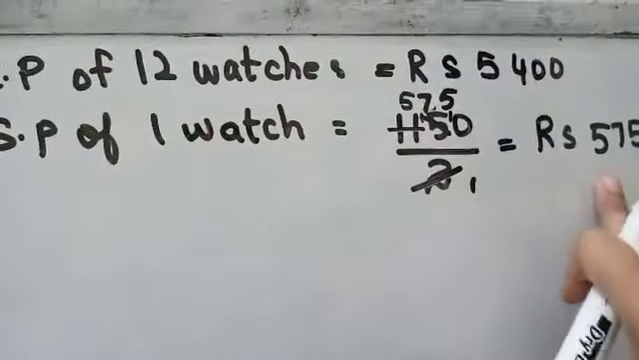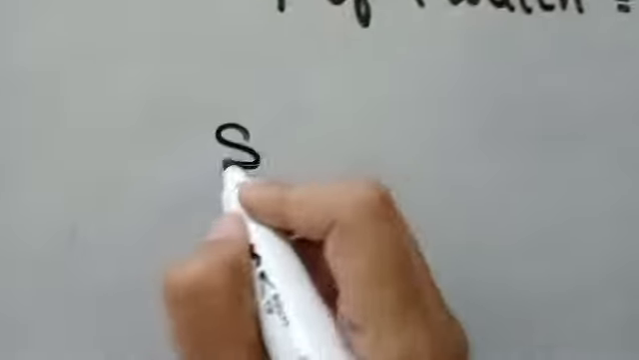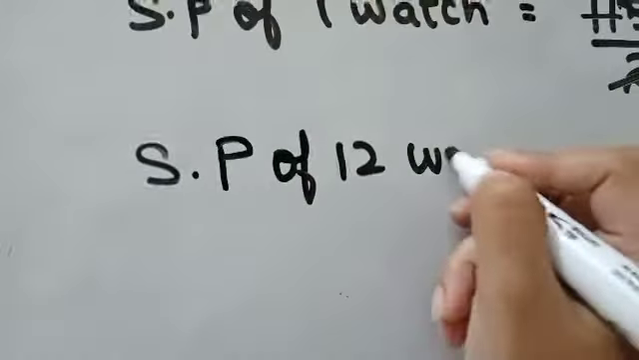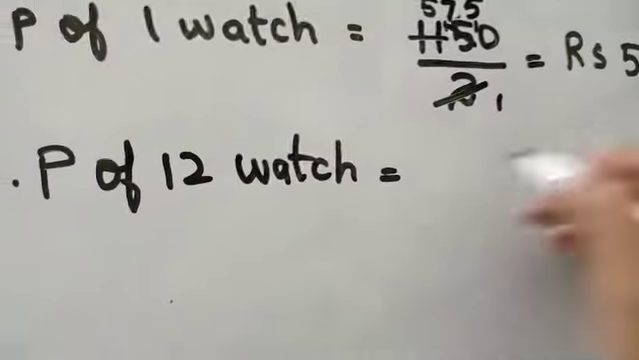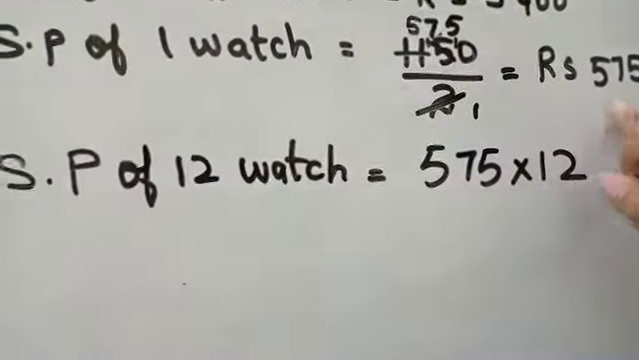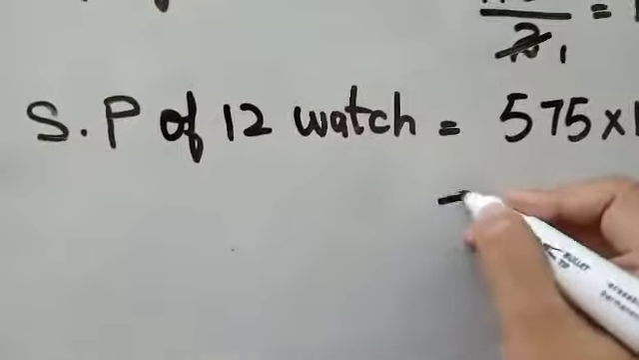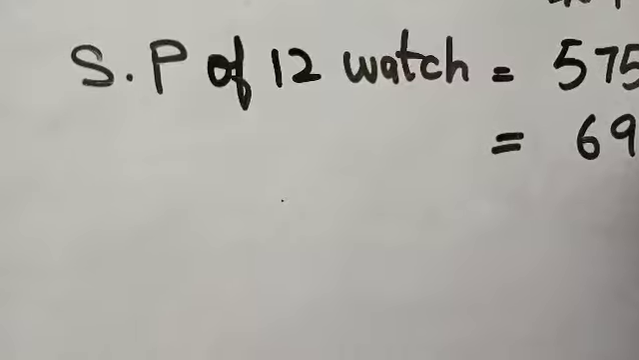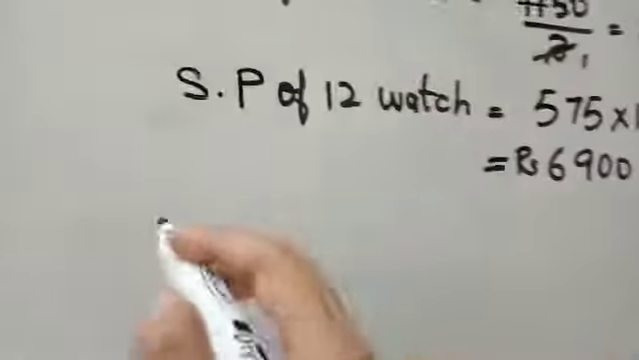Now when I divide, by reduction I got rupees 575. Now when I got the selling price of one watch, I can calculate the selling price of 12 watches as well. Okay, selling price of 12 watches is equal to 575 multiplied by 12. This is the selling price of one. If I multiply it by 12, then I will get the selling price of 12 watches, which is 6,900 rupees.